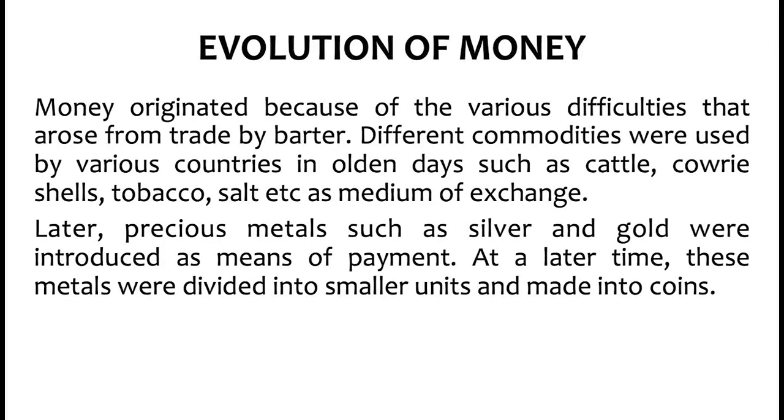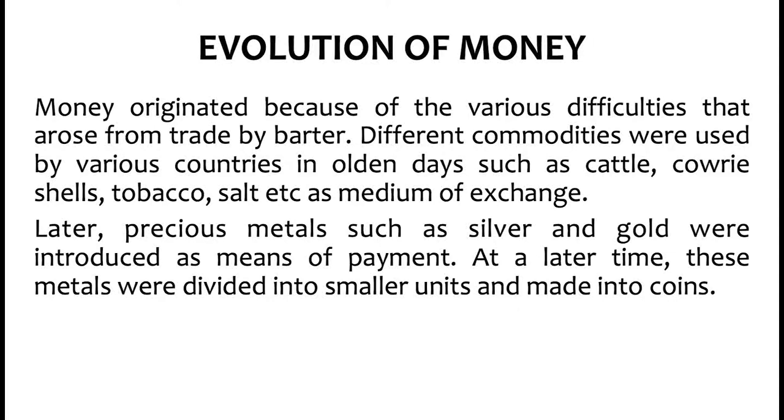Now, when they discovered that trade by barter was very difficult, they started thinking of using commodities in exchange of goods. You give a commodity to have what you are looking for. These commodities used in those days include cattle, cowrie shells, tobacco, salt, etc. If you have these commodities, you can easily exchange them to get what you want. So money started as a result of exchange of commodities for other commodities.